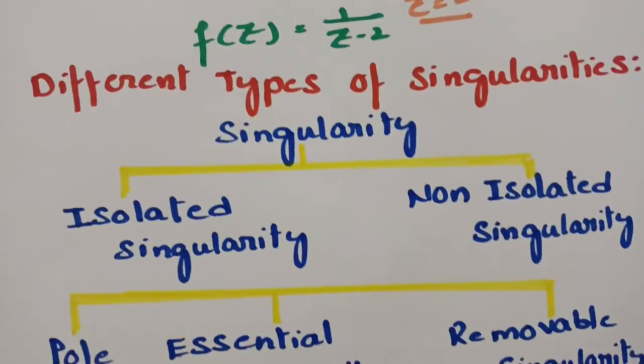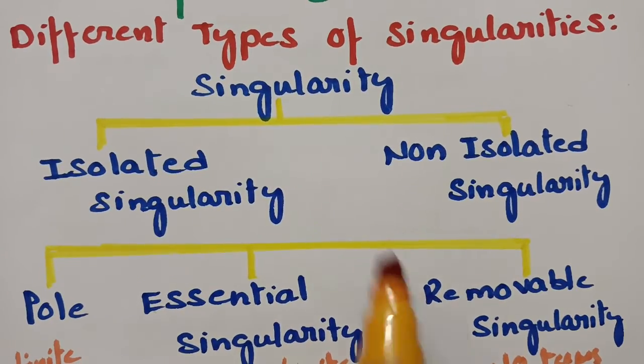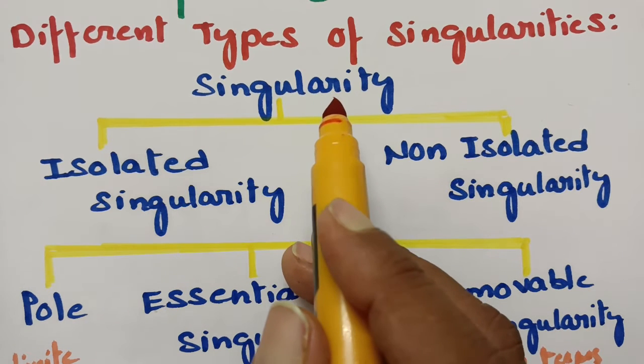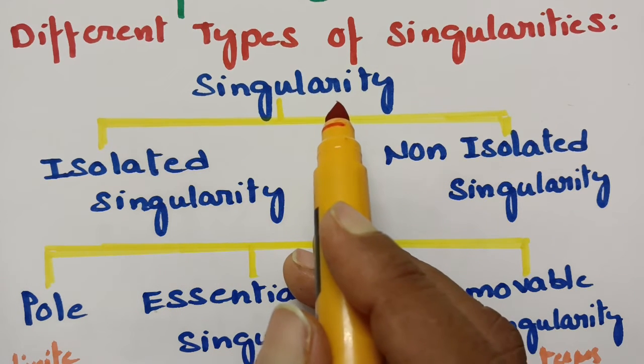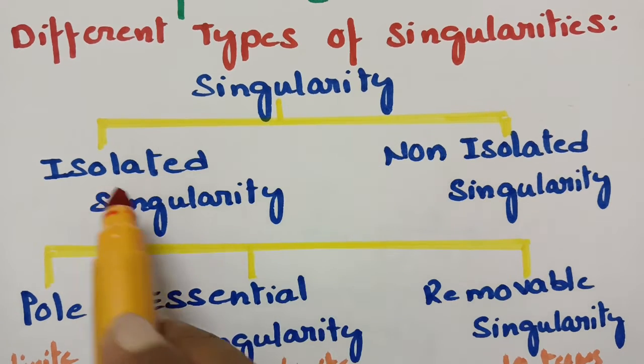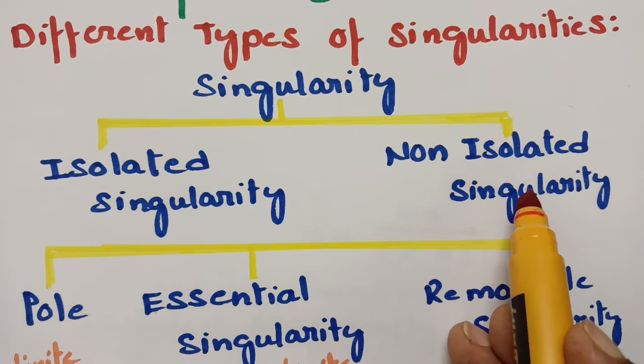See here, types of singularity. So first one, what is a singular point? A singular point is nothing but the point at which f of z is not defined. The particular point where f of z is not defined is called the singular point. There are two types: isolated singularity and non-isolated singularity.